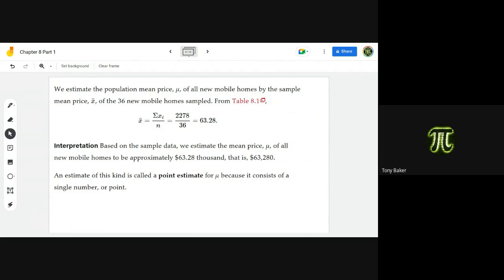I don't know. That's just one sample that I've taken. So that's what we're talking about, a point estimate. If I've done multiple ones, I could have multiple points. But in this case, I have 1 point estimate. So for this one, they sampled the houses. My mean was 63.28 thousand.